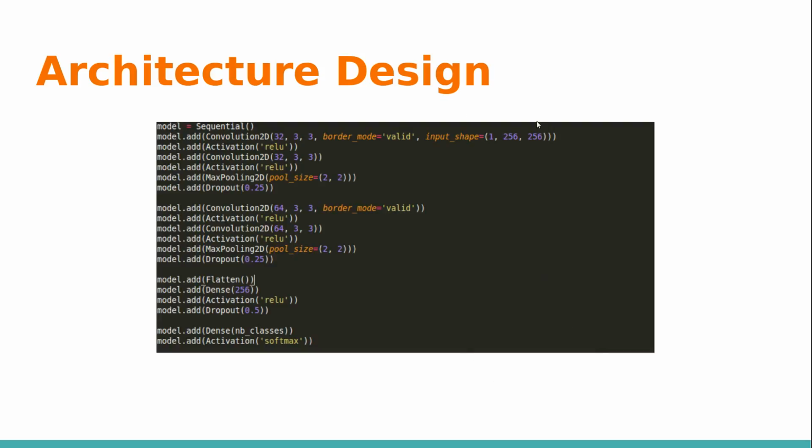Here is the Keras code for the architecture design. We can see that this model is a sequential model, and the input size is 256 by 256 by 1. And the activation function is ReLU, because it can speed up the training process. The last layer is a classifier, and the activation function is softmax.